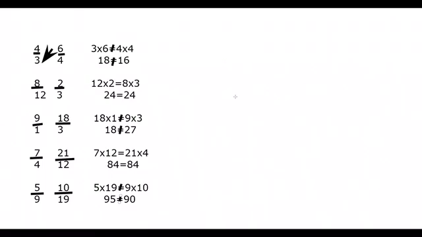The next one, you just multiply across again, so 8 times 3 and 12 times 2, you get 24 equals 24, so the proportion is true. The next one is 18 times 1, and it is 9 times 3, and so you get 18 equals 27, which is not true, so the proportion is not true. The next one is 7 times 12, and it is 21 times 4, so those are both equal to 84, so the proportion is true. The next one is 5 times 19 and 10 times 90, so you get 95 equals 90, which is not true. So the last proportion is not true.